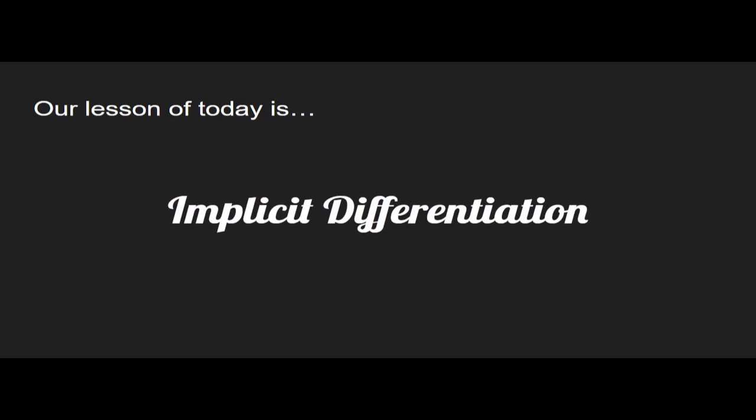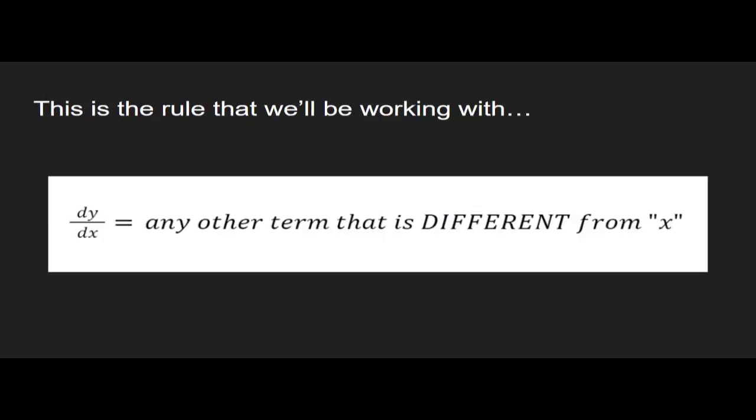Our lesson of today is Implicit Differentiation, Part 2. In this video, this is the rule that we'll be using, the same as in the last video: that dy/dx will be used in any other term that is different from x. So having this in mind, let's work on the problem.